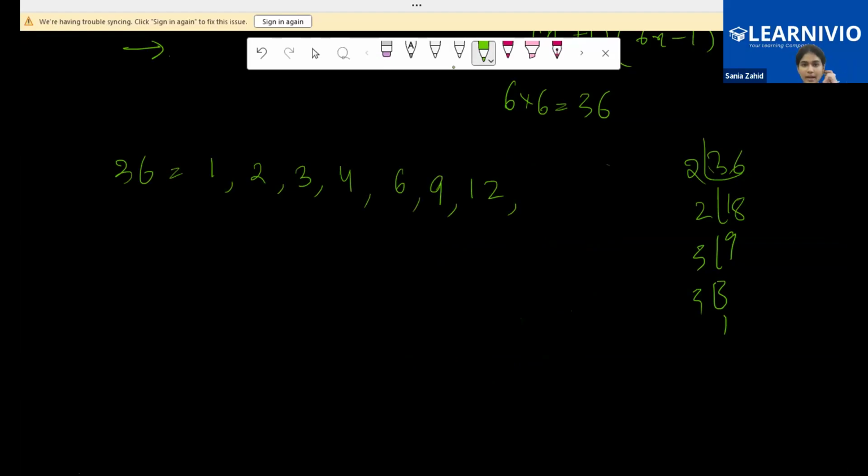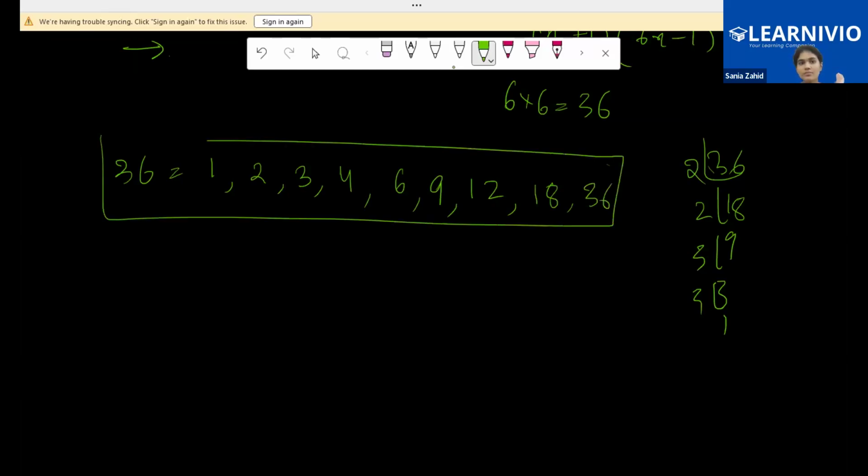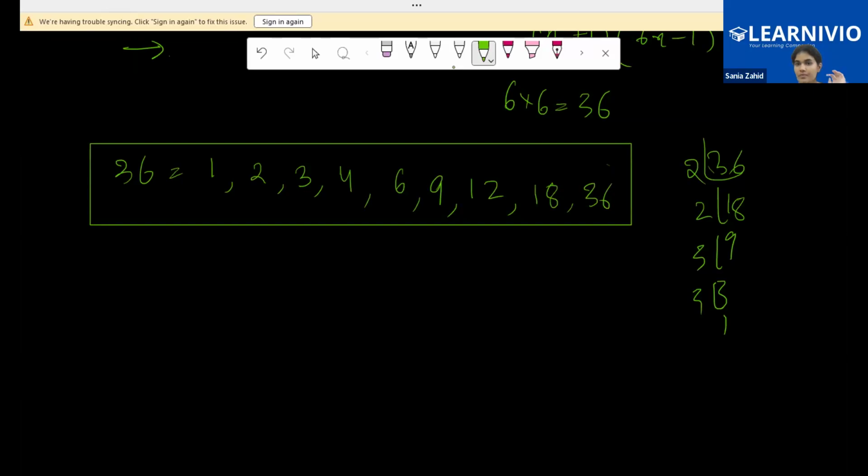Then after this, I have 18 as a factor, and after 18, I directly have 36. So these are the set of factors that I have for 36. And now what can I have from these factors? Just select any two factors. On adding them or subtracting them, you should get 5. So children, I clearly see that 9 and 4. 9 minus 4 gives you 5.